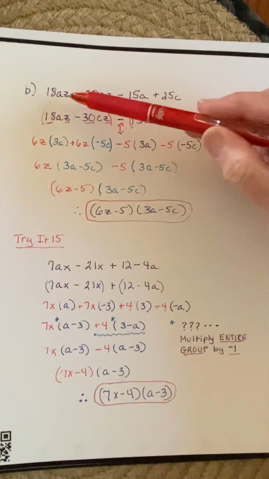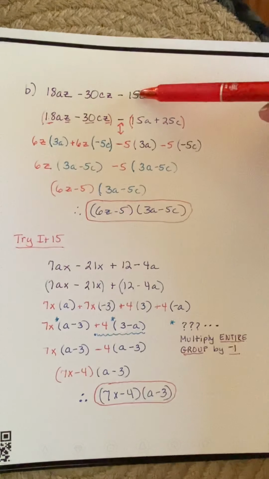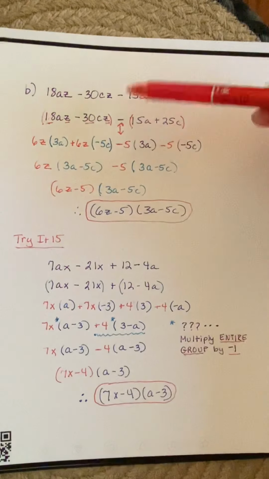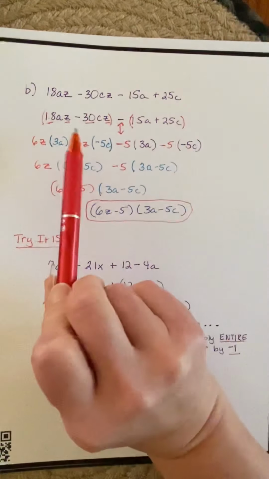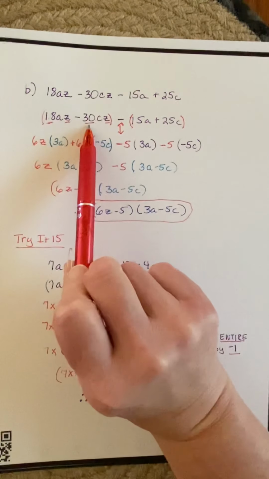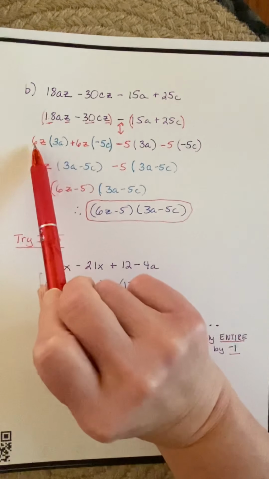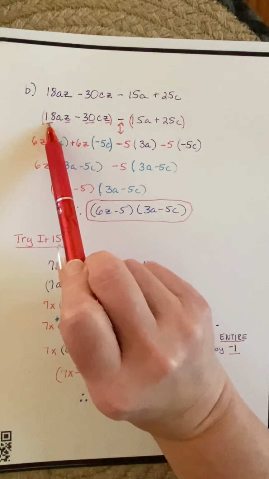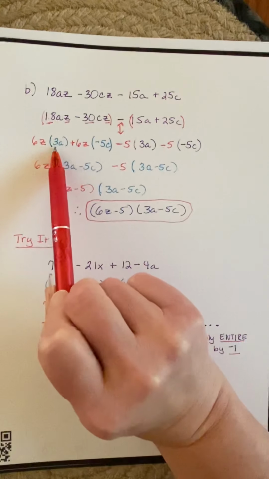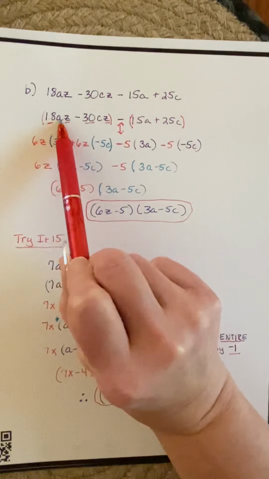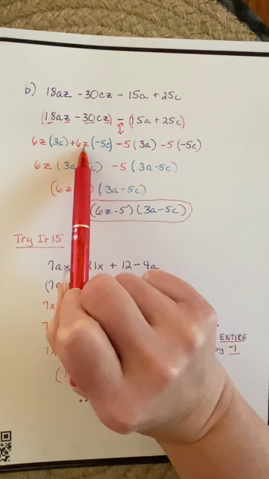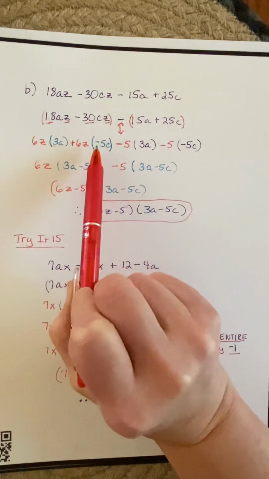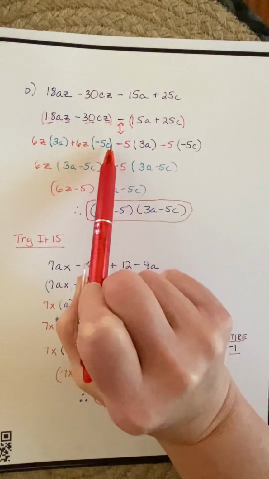So even numbers in z's. And here I have multiples of 5, but no common letters. That's okay, I have multiples of 5. So looking at the 18 and the 30, the highest factor that I can get is 6 and a z. So 6z out of a positive 18az leaves me with a 3a. If I multiply it together, I get right back to it. Taking a 6z out of a negative 30cz leaves me with a negative 5c.